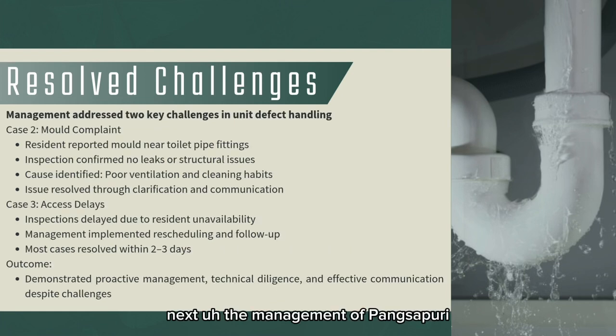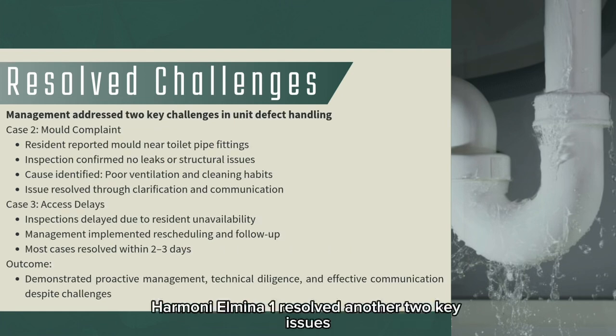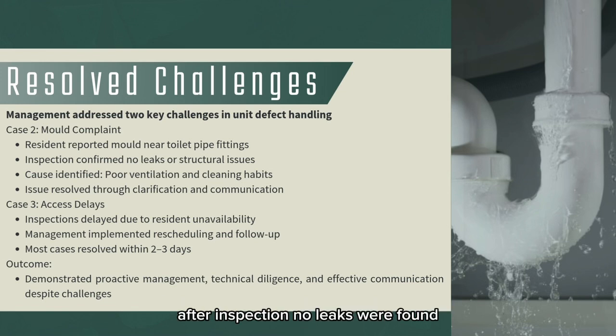Next, the management of Pansapuri Harmony Elmina 1 resolved another 2 key issues. First, a resident reported mold near toilet pipes. After inspection, no leaks were found. The cause was poor ventilation and cleaning. The team clarified this to the resident, resolving the issue without major repairs.